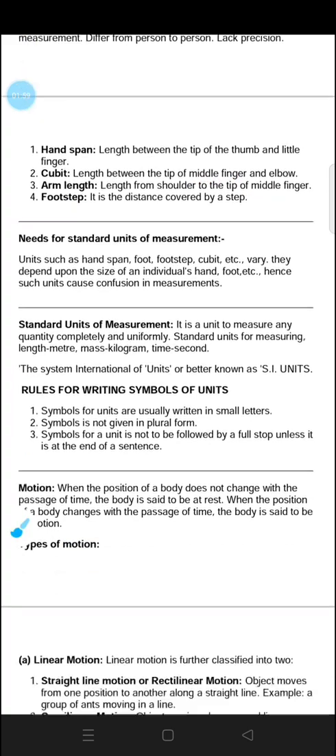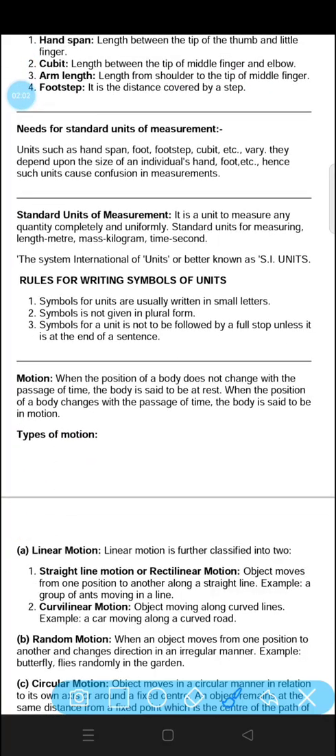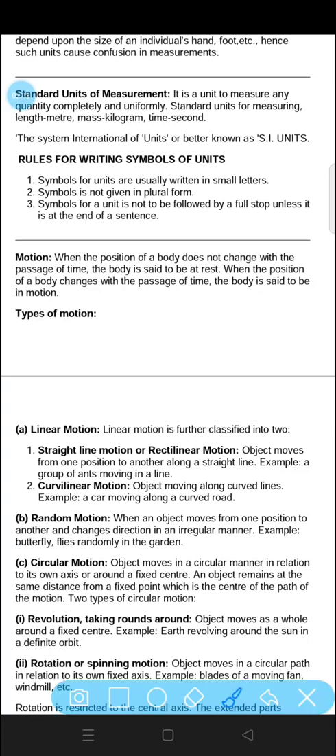Now, why is there a need for standard units of measurement? Because handspans and footsteps may vary from person to person. If a tall person is there, he has longer handspans as compared to a small person. Next one is standard unit of measurement. It is a unit to measure any quantity. Standard units for measuring length is meter, measuring mass is kilogram, and for measuring time is second. The System International of Units is better known as SI unit.